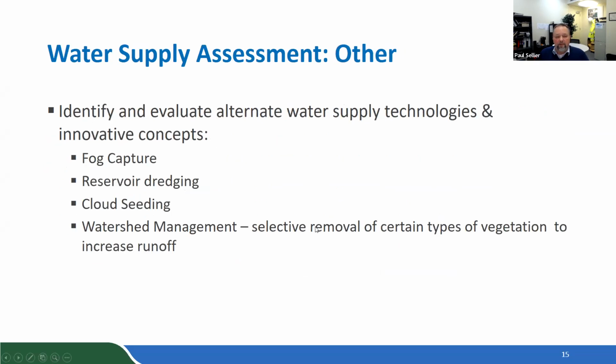A couple examples of the sort of other category. We hear sometimes about fog capture. Folks are still very interested in reservoir dredging, could be cloud seeding, and of course, watershed management, where you're selectively removing water-hungry trees on the watershed.